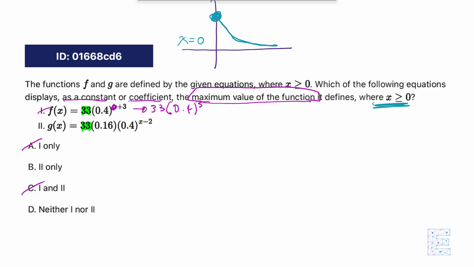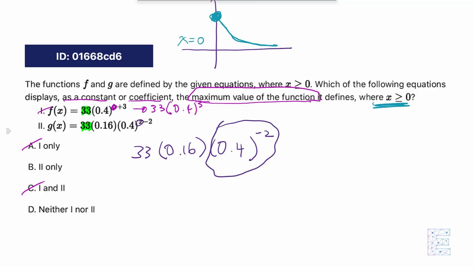Okay, so now let's plug in 0 into the second equation, this one over here. Plug in a 0 for x, so we're going to end up having 33 times 0.16 times 0.4 raised to the power of 0 minus 2, which is negative 2. We plug in a 0 right here. But remember, when you have a negative exponent, oh, you know what? You can just plug this in your calculator. That's probably the easier thing to do. But I'm going to show you manually as well.